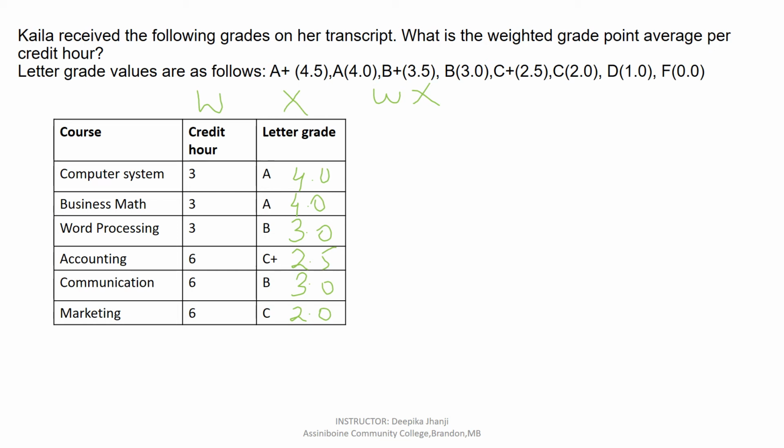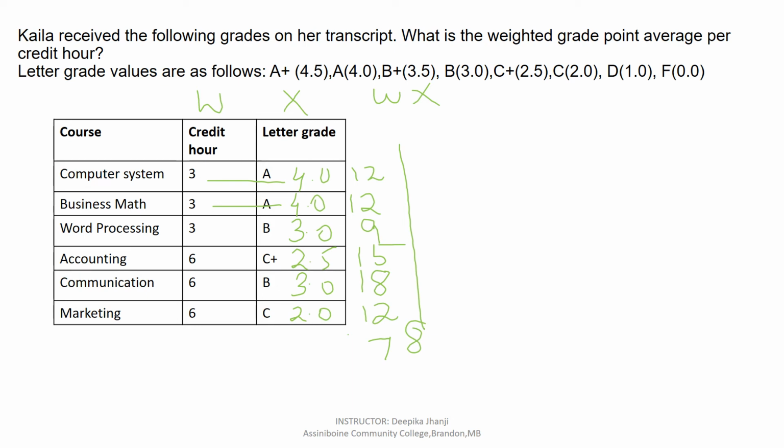So we get here, when you multiply 3 and 4, you get 12. Then again 3 times 4 gives you 12. Then 9, and then 15, then 18, and then again you get 12, right? When you add this particular column, your total comes out to be 78, right? Now that is the total of W and X.